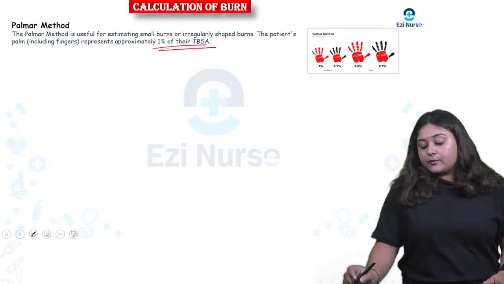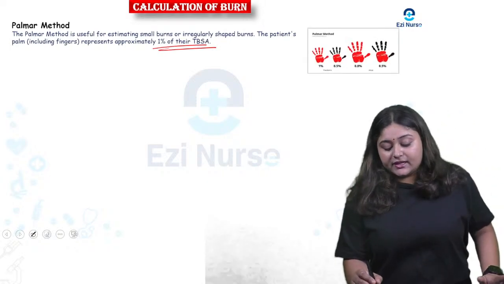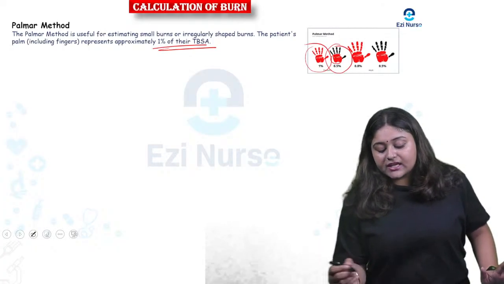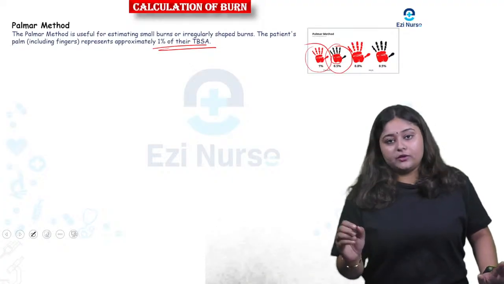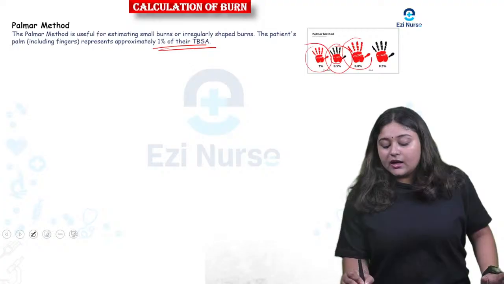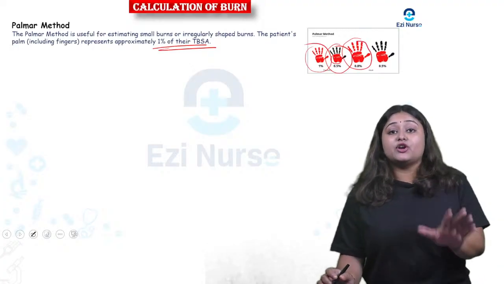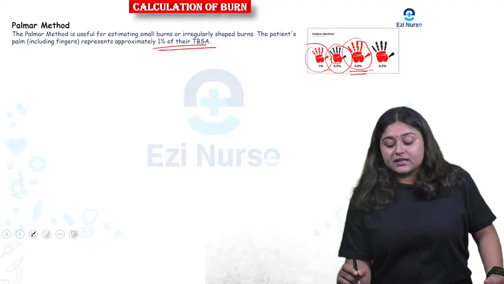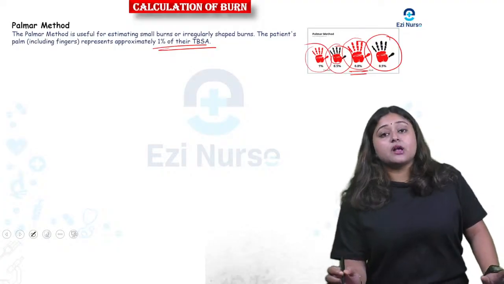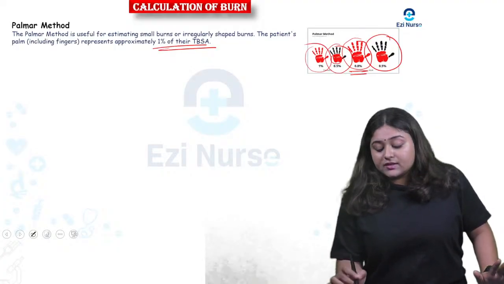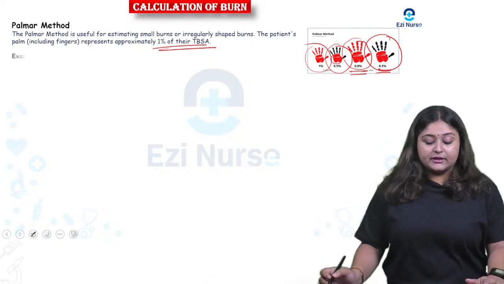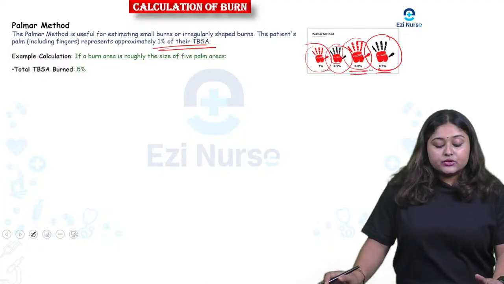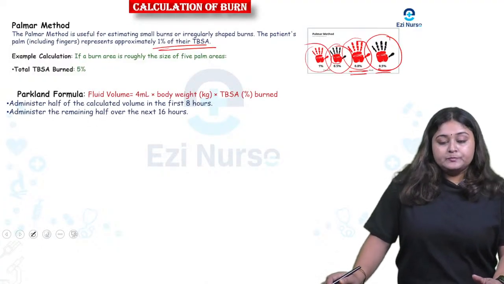Okay, so see the Palmer method. One palm means 1%, if the complete palm is covered. If it covers only the palm portion except the fingers, it calculates as 0.5%. Now if a larger palm completely covers that particular patient's burn area, it calculates as 0.8%. And in the larger hand, if it covers only the palm area except the fingers, at that time it's considered as 0.5%. Okay, so for example, if a burn area is roughly the size of 5 palm areas, total TBSA is 5%.